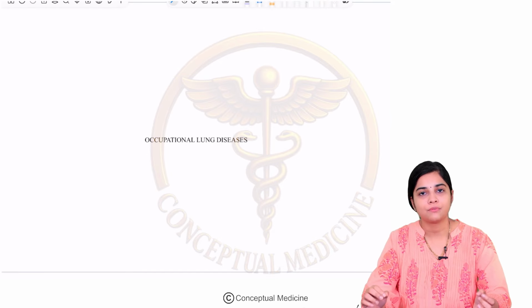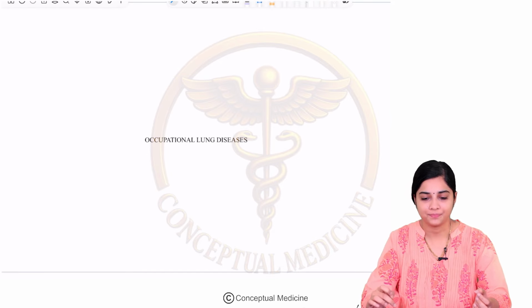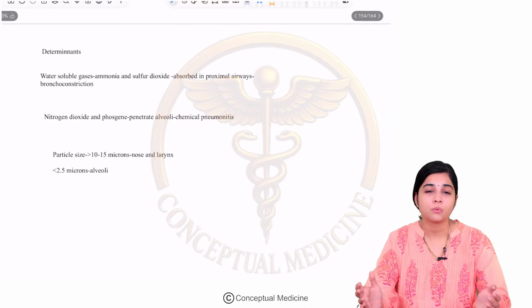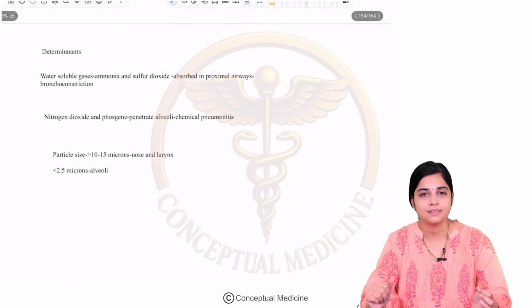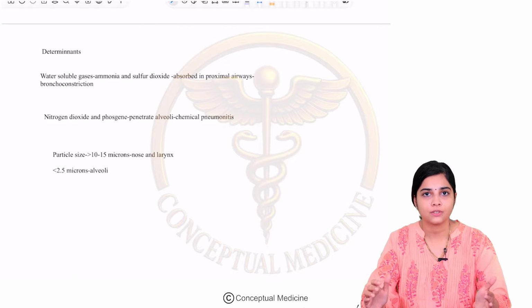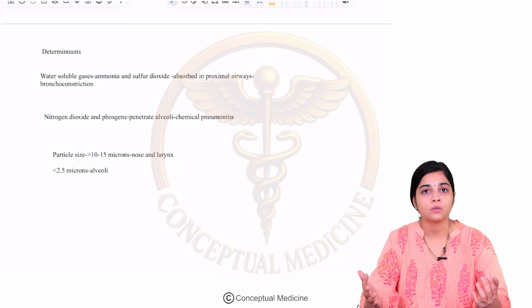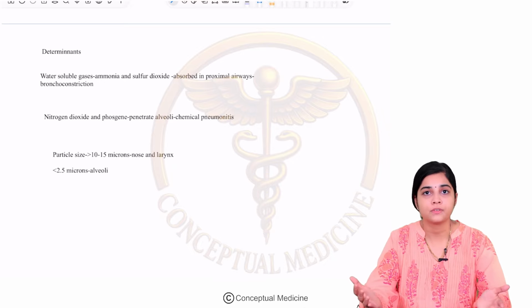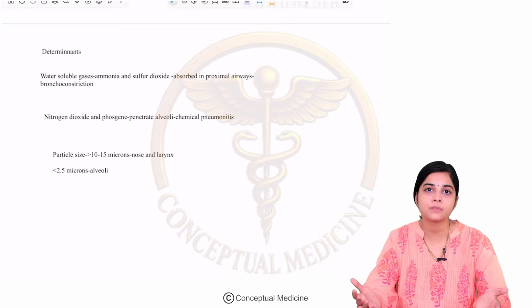So we'll be starting off with occupational lung diseases. So let's begin. What do we understand by occupational lung diseases? These are basically disorders of the lung which arise due to chronic exposure to occupation-related hazards. Most probably this is due to inhalational hazards.